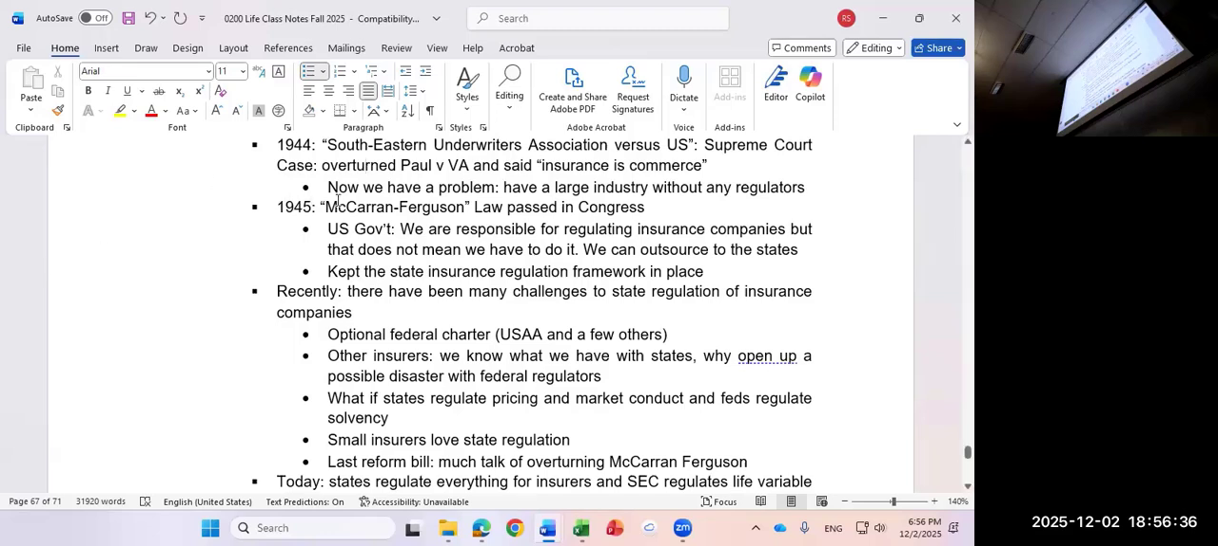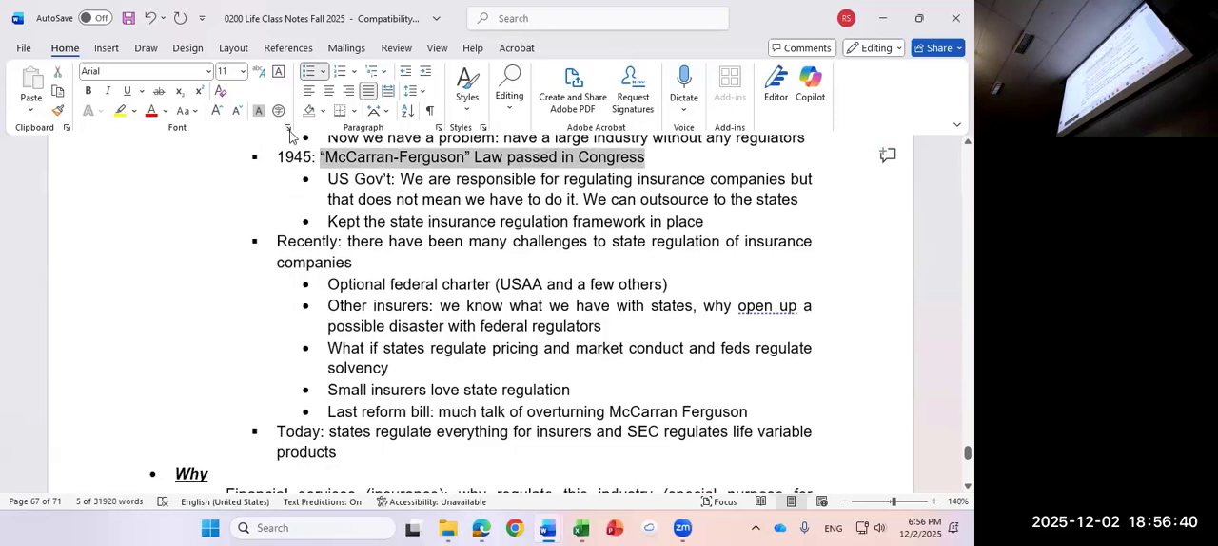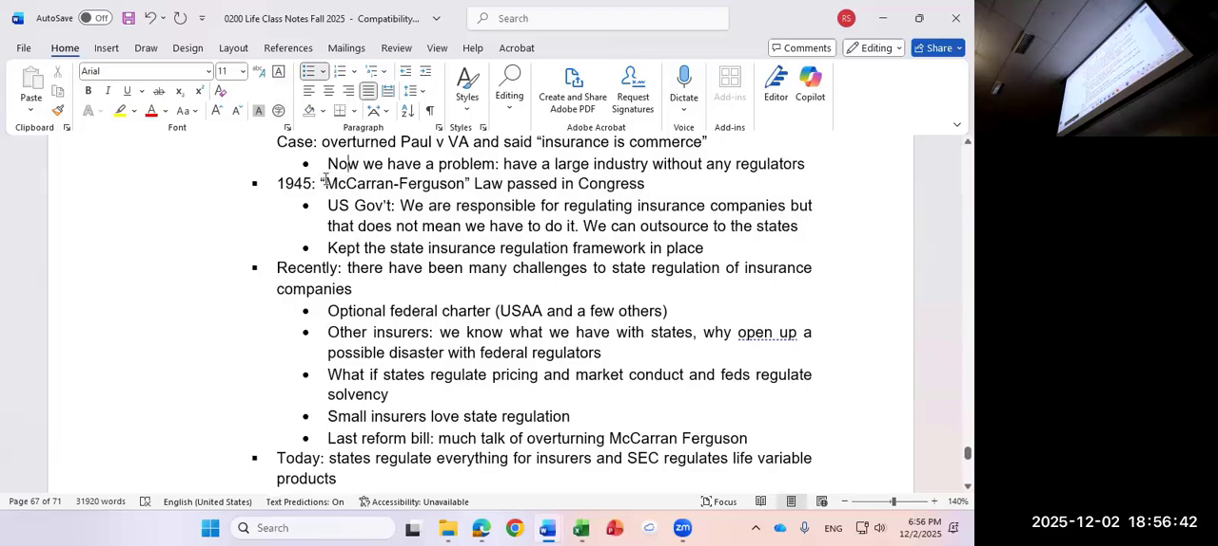And so in 1945, and you'll hear this talked about still today, you should know this law. If you're going into an interview, look this up on Wikipedia. In 1945, they passed the McCarran-Ferguson Act. And what it says is the federal government regulates insurance companies, but they can outsource that and they're going to hire the states to do it for them. And that's the way the law was set up. It's still in place today. It has been challenged several times.